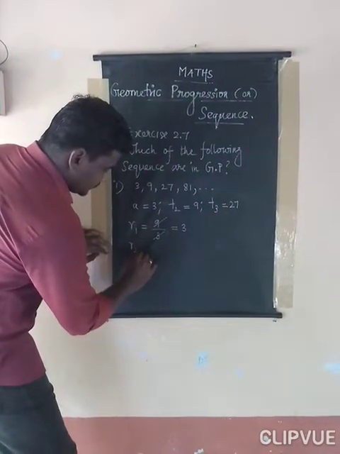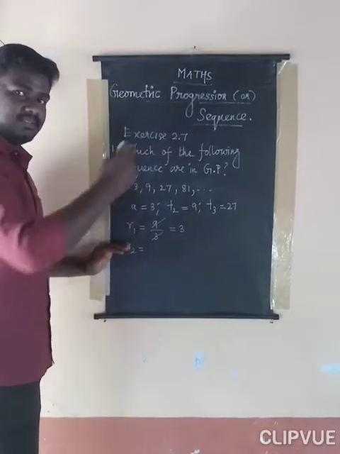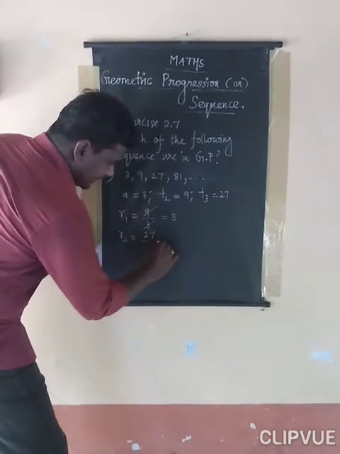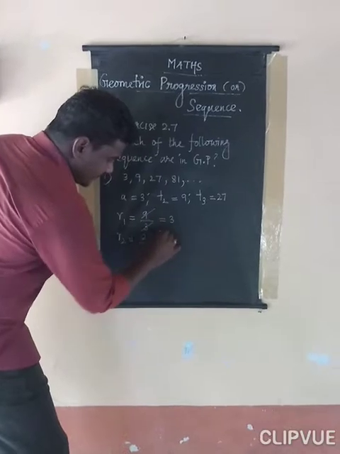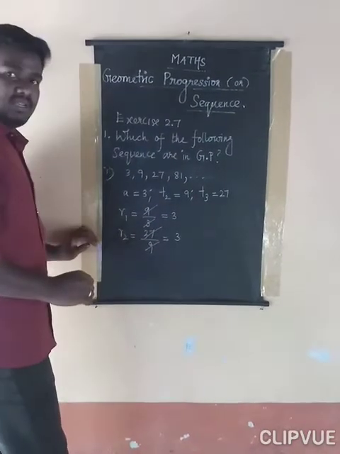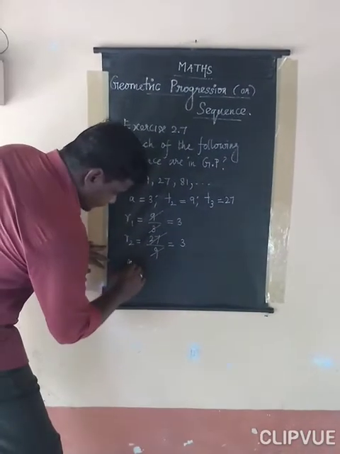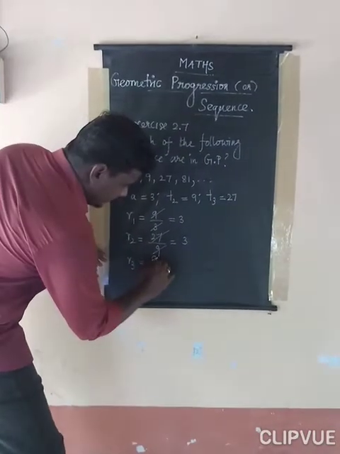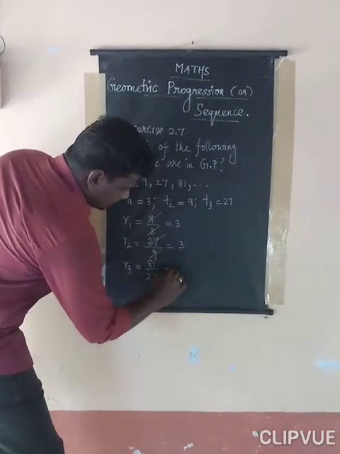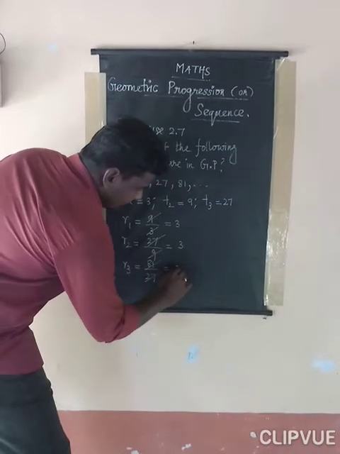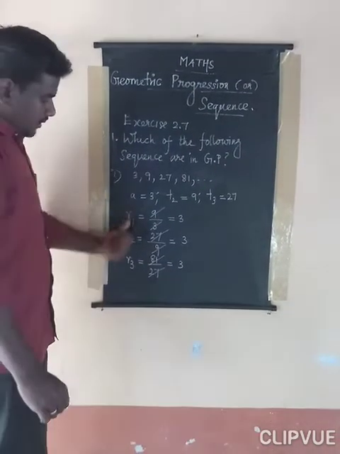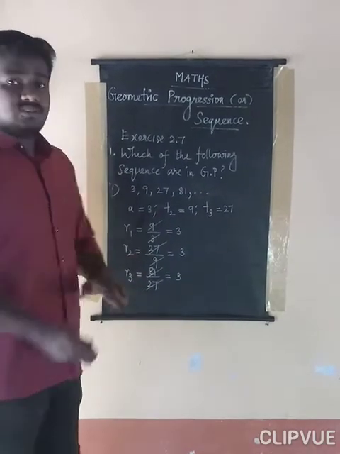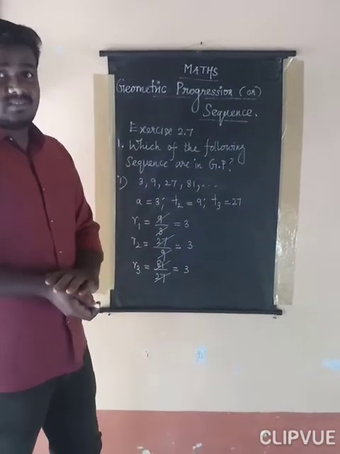Then R2. This is the ratio between the third term and the second term. The third term is 27 and the second term is 9. If you cancel, you get the same value 3. Then one more, R3, the ratio between the fourth term and the third term. So 81 by 27. If you cancel, you get the same result 3. So R1 is equal to R2 is equal to R3. So the common ratios are the same. So the given sequence is GP.